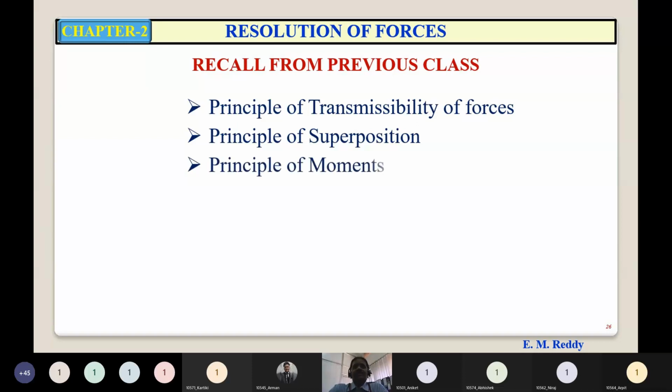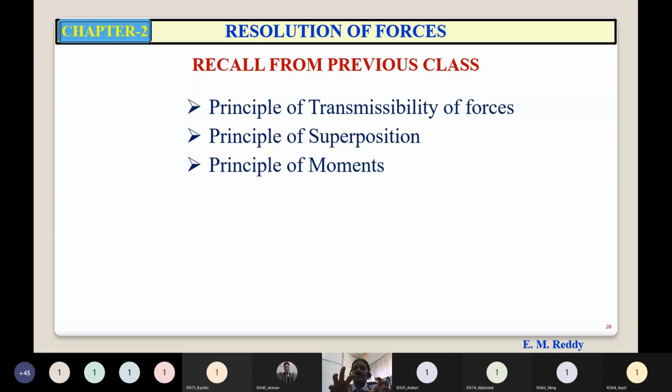Then principle of moments. When a body is in equilibrium, we can say that the resultant of the force system on the body is zero. When I'm saying resultant is zero, it implies that the resultant force is zero and the resultant moment is zero. Now, what is the resultant moment? Simply, it is the algebraic sum of the moments of all forces acting on the body. While taking the algebraic sum, I will consider anti-clockwise moments as positive, clockwise moments as negative. So algebraic sum is equal to zero.